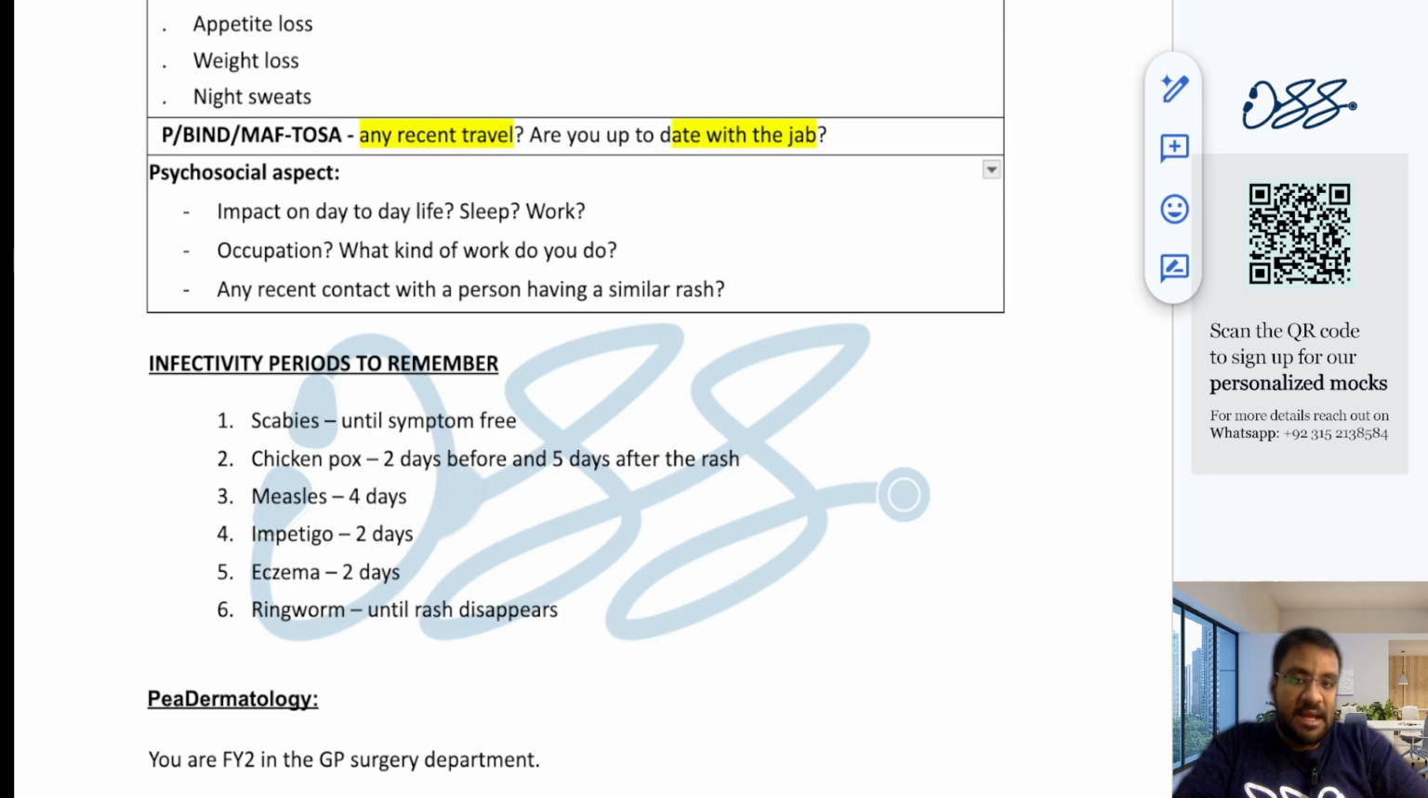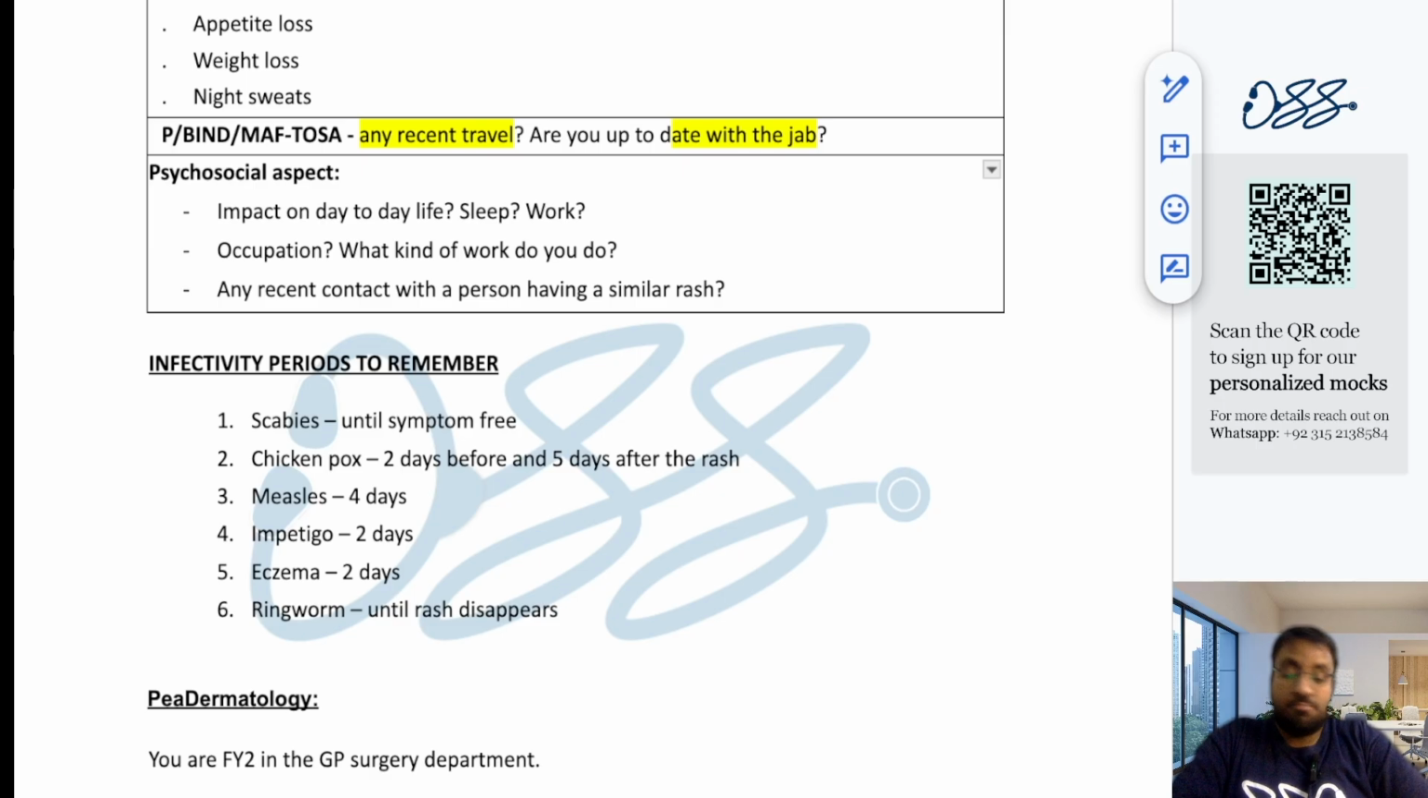Number two, sleep. Their sleep may get affected because of the itching. Let's suppose somebody is having eczema or atopic dermatitis, they would be itching badly. And with scabies specifically, there are nighttime itches. A scabies patient's mental health gets affected because the itch is so severe. So you have to ask about the impact on day-to-day life, specifically the sleep and the work.